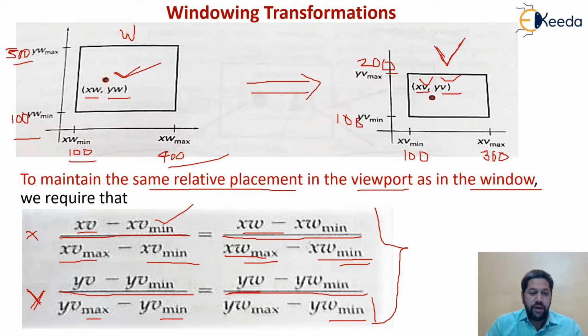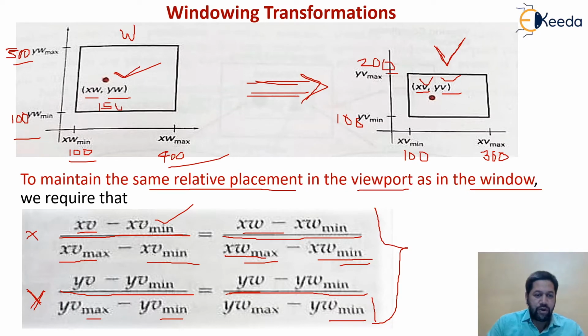I hope all of you have understood. This is the scope of the window, 100 to 400 and 100 to 300. Within that, I have declared one point xw, yw. I have to map this point into the viewport, whose size is different from the window. For example, the viewport is 100 to 300 and 100 to 200. Now I have to find what the values of xv and yv are. Roughly, suppose I consider the value of xw as 150.